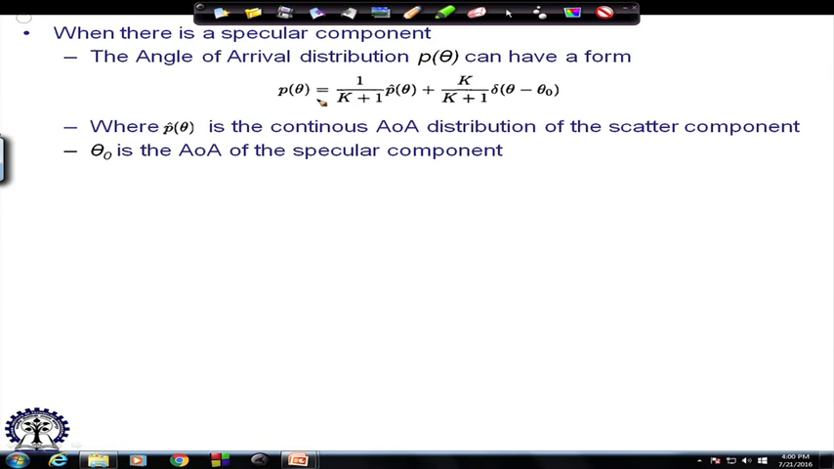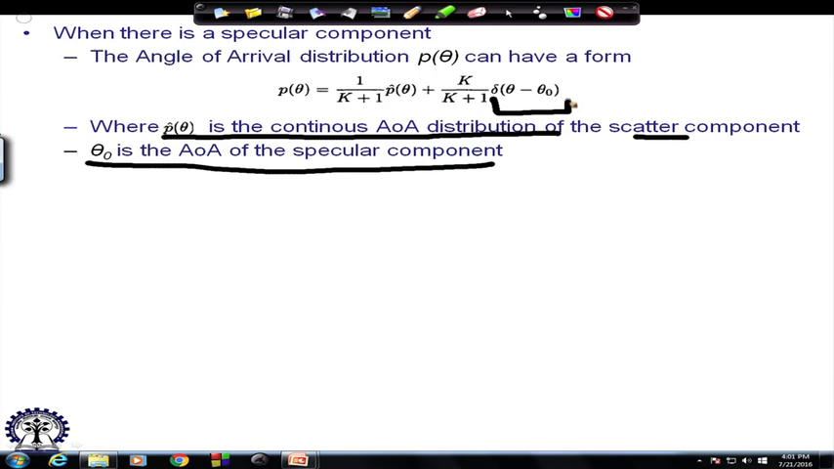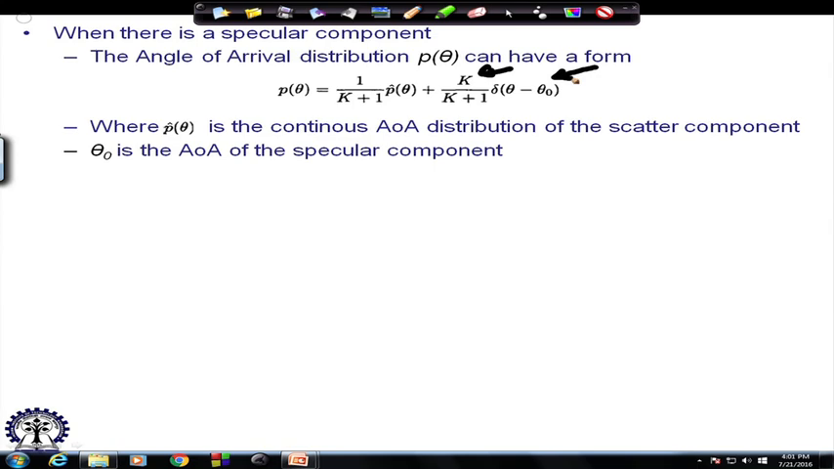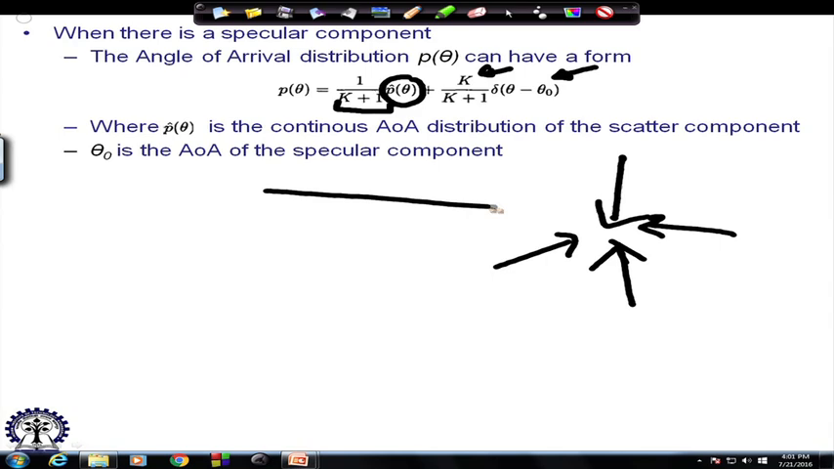So p theta is the continuous angle of arrival distribution of the scatter component, and theta 0 is the angle of arrival of the specular component. As you can see, there is a delta theta minus theta 0, indicating that there is this much amount of power, in the ratio of K, coming from the theta 0 direction, whereas this is the weight of the power on the scatter components. That means there are rays coming from all directions, and there is a strong specular component having this ratio of K to 1 with respect to all these powers. So there is a specular component, and that is coming at an angle of theta 0.